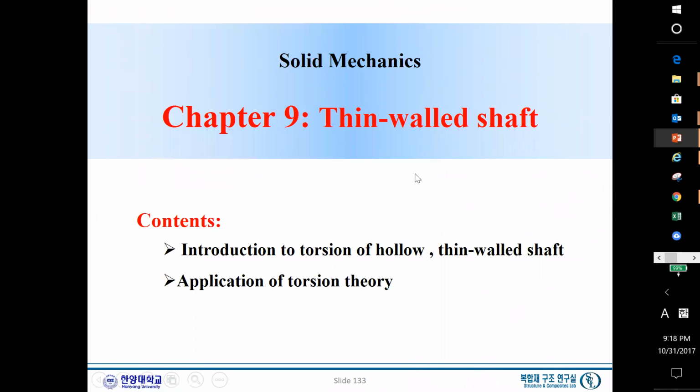Welcome to our class of solid mechanics 2. Today we're going to cover chapter 9, which is about the thin wall shaft. First of all, we'd like to introduce the definition of a thin wall shaft, and we develop a torsion theory related to this thin wall shaft.